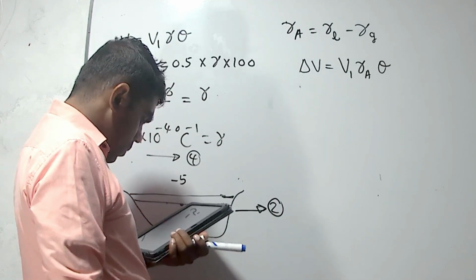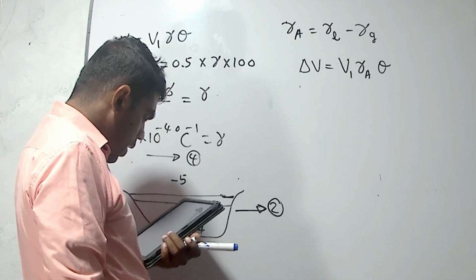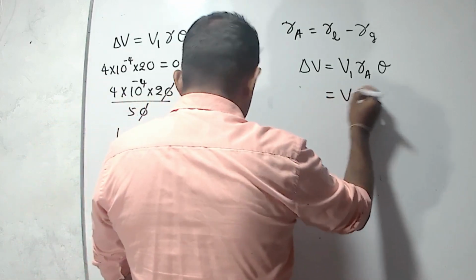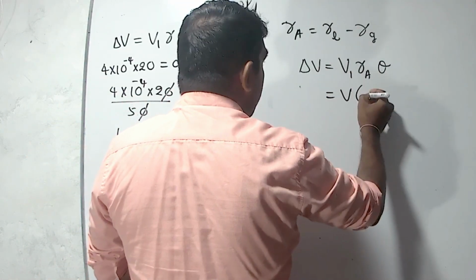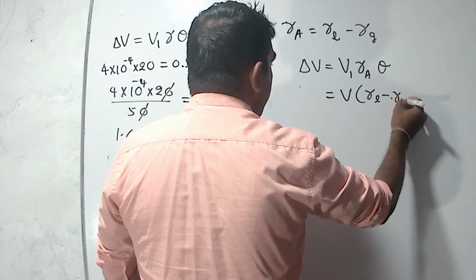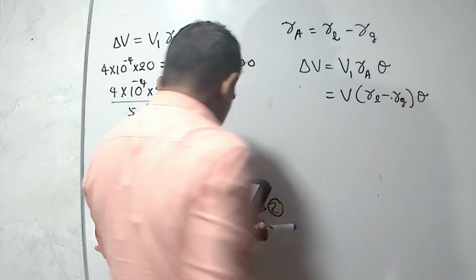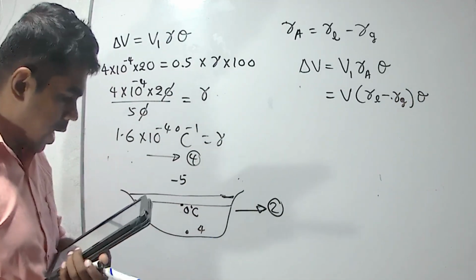V1 is the initial volume. It is given as V. Gamma apparent is this one, gamma L minus gamma G, theta. Then the answer is 1.